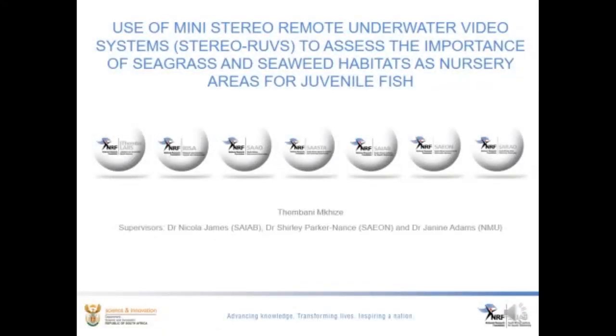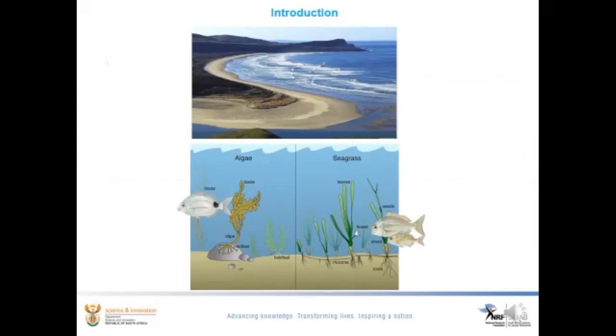Hi everyone, I'm Tembani and I'll be presenting the results from one of my MSc chapters. Fish nursery habitats are known to have high abundances and species richness of juvenile fish. They contribute to high growth and survival rate through food provision and protection from predators. Structurally complex habitats such as seagrass, mangroves, coral reefs, and other macroalgae are particularly important as fish nursery areas.